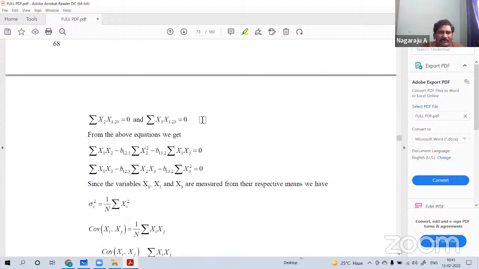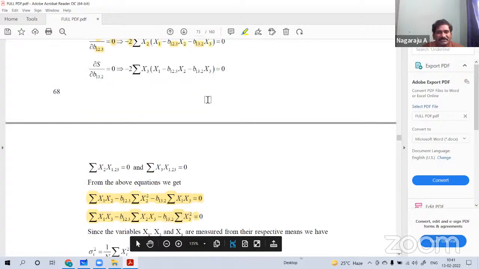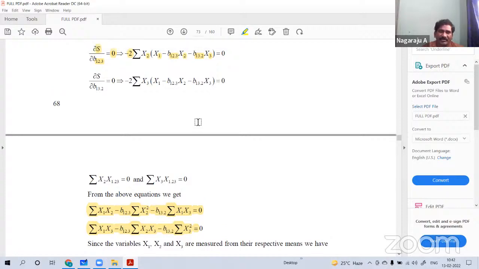So I am getting two equations. What are those coefficients we are getting? The same equations. So this is called the normal equations. From the normal equations, if we solve, we can get our required solution for A, B, C. If B and C are substituted, I can get the regression equation.